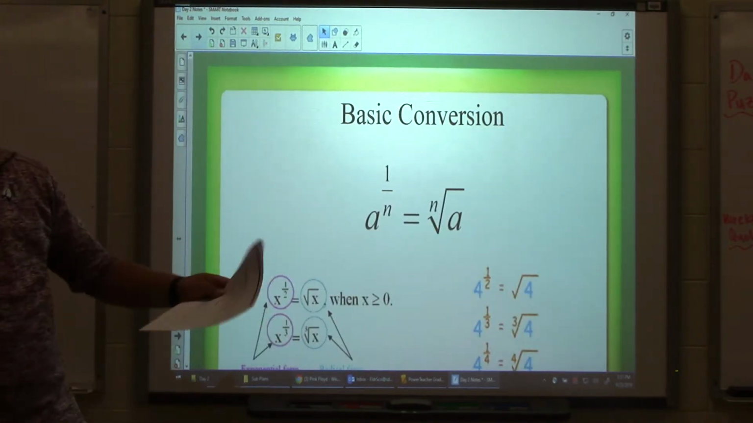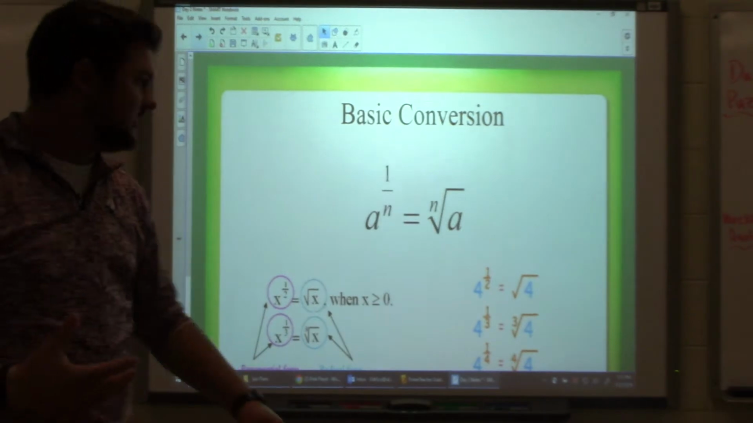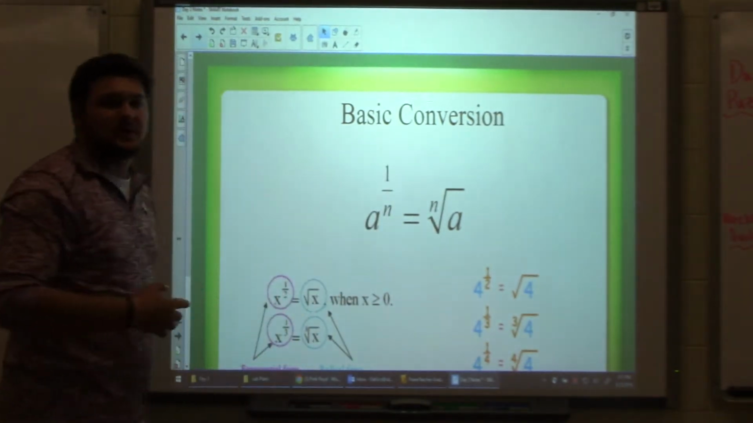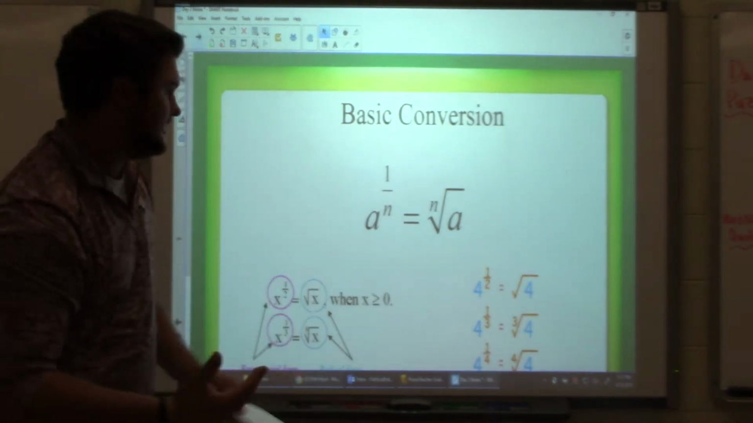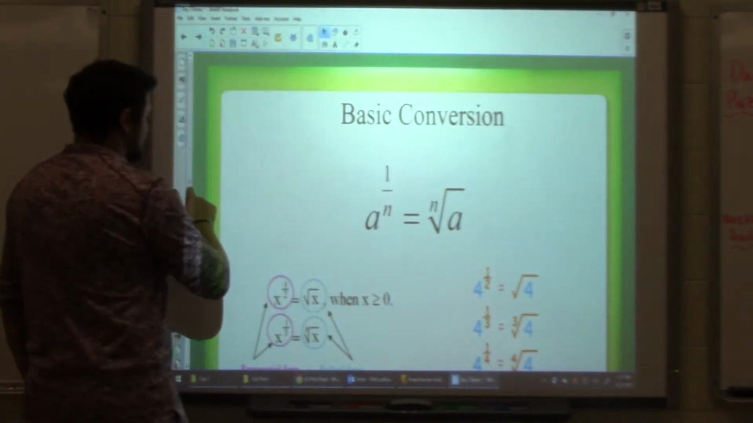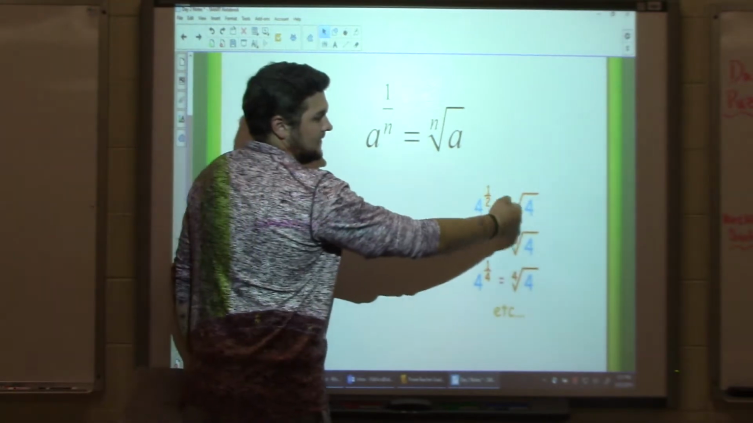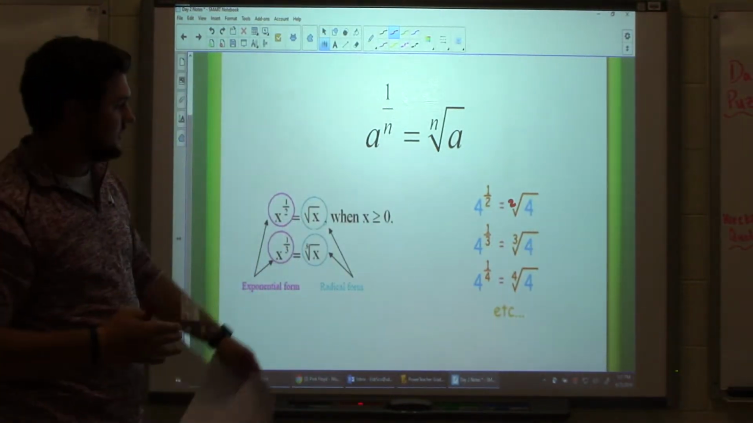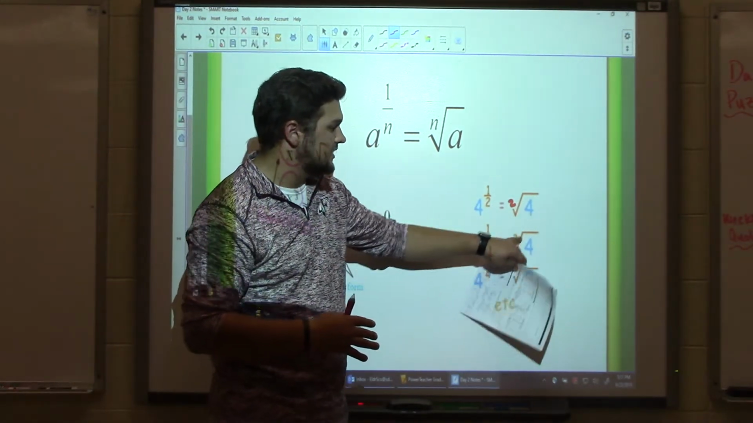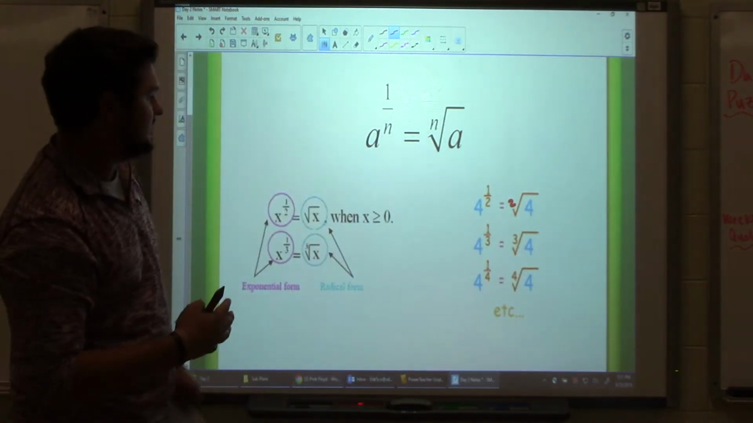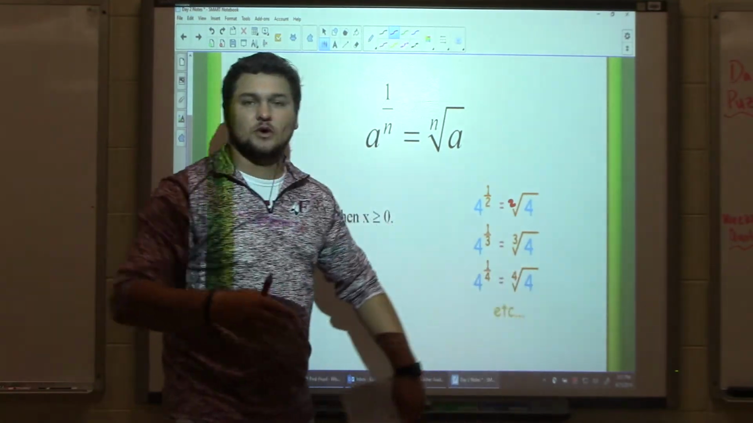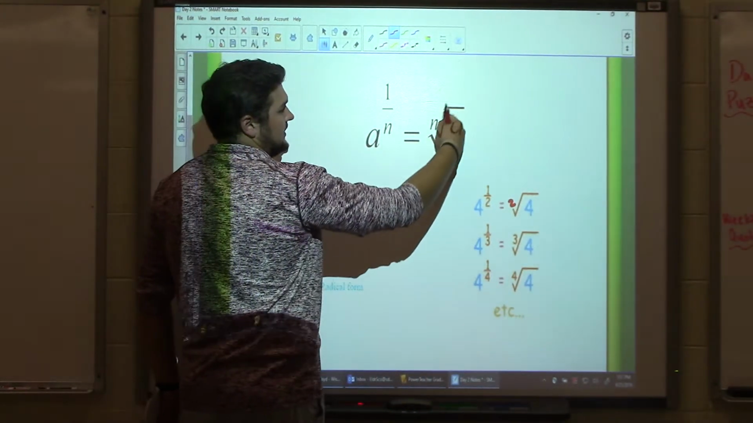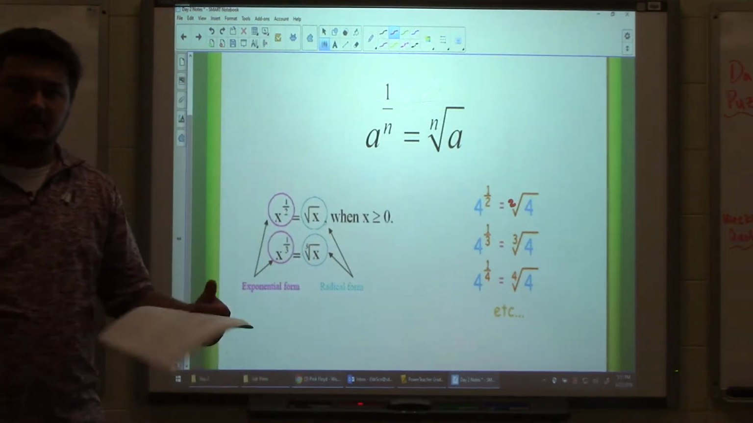So our basic conversion, the first thing, it should be a really quick day of notes. First thing, basic conversion: a to the 1 over n power is the same as the nth root of a. So anything like 4 to the 1/2 power is the square root of 4, or the second root of 4. 4 to the 1/3 power is the same as the third root, or the cube root of 4. 4 to the 1/4 power is the fourth root of 4. So anything to the 1 over n power is that nth root of our number or our variable.